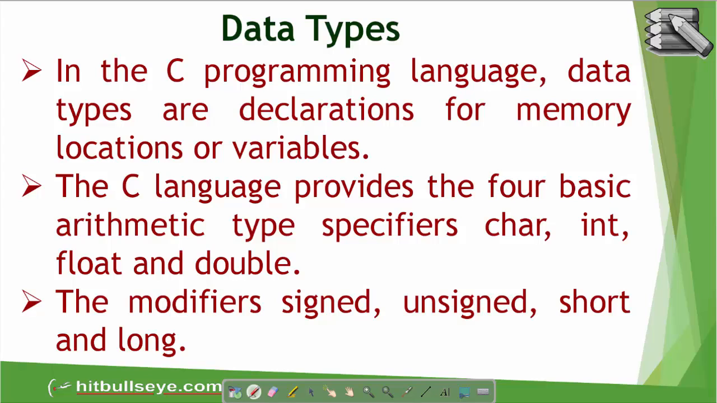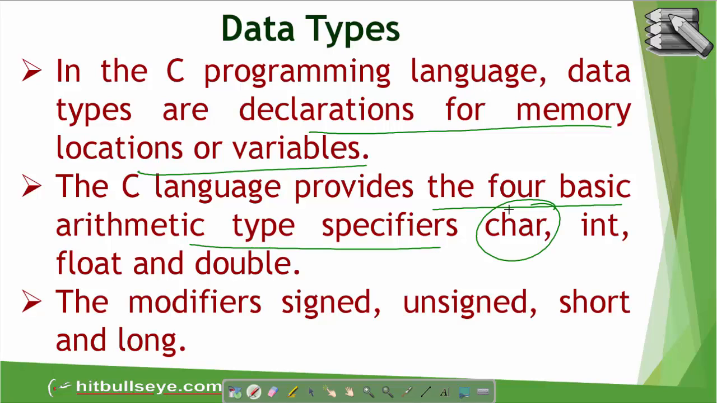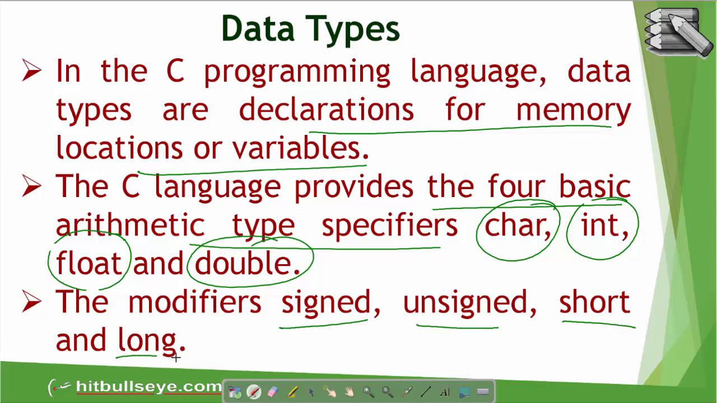So what are data types? In the C programming language, data types are declarations for memory locations or variables. The C language provides 4 basic types of specifiers, and these are char, integer, float, and double. And the modifiers are signed, unsigned, short, and long. Let's have a look at it.